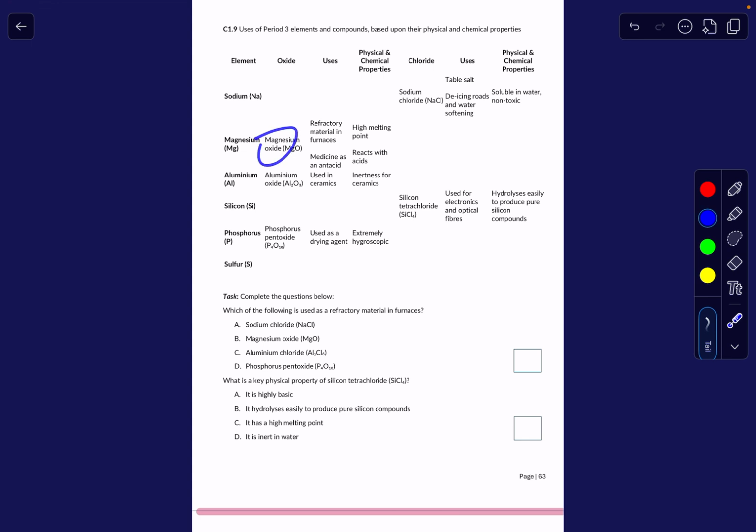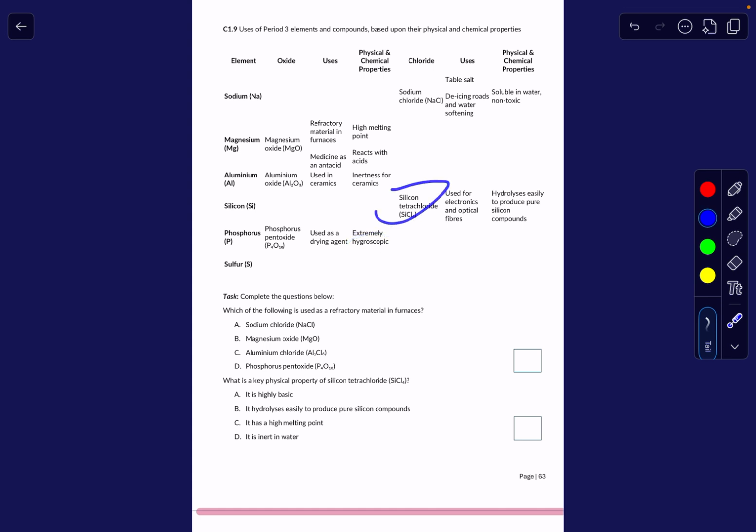I think magnesium oxide as a refractory material is very, very common. Also as an antacid. If you don't know what those terms mean, now is your chance to look them up, especially refractory, because I'm pretty sure none of you know what that means. Then you've got phosphorus, which is used as a drying agent. It's also hygroscopic. Have a look what that means.